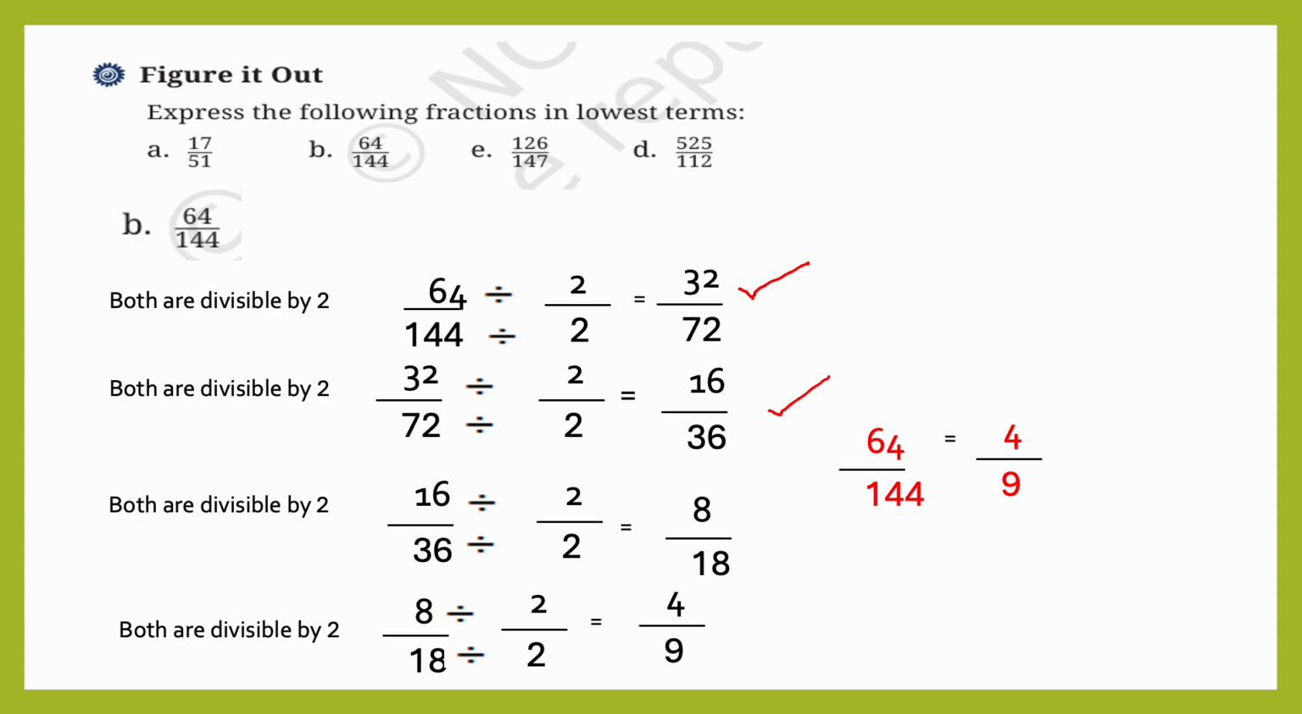Again 16 and 36 are even numbers. So both are divisible by 2. So again we will get 8 by 18. See, 8 by 18, both are even numbers. So both are divisible by 2. So 8 by 18, you divide both 8 and 18 by 2. We will get 4 by 9. See, 4 by 9, no common factors. So the simplest form of 64 divided by 144 is 4 by 9.